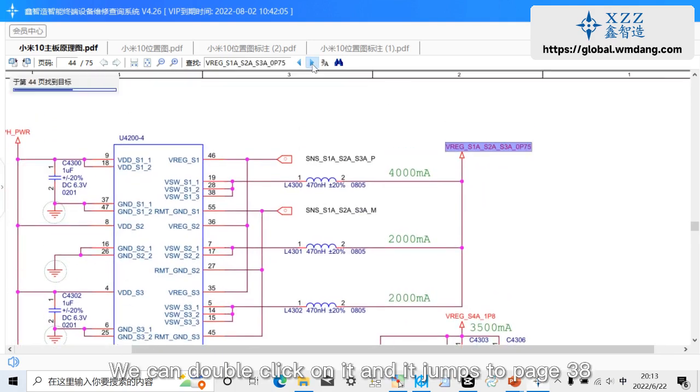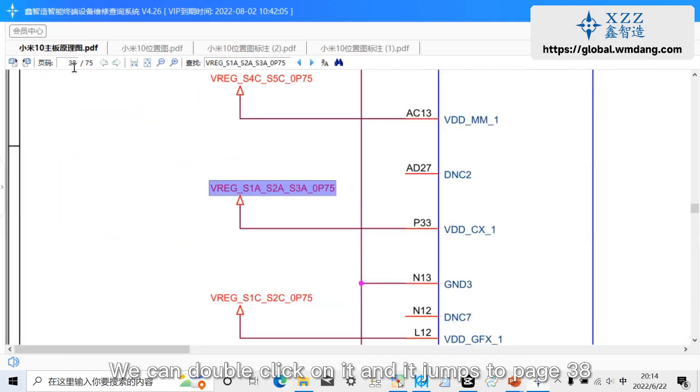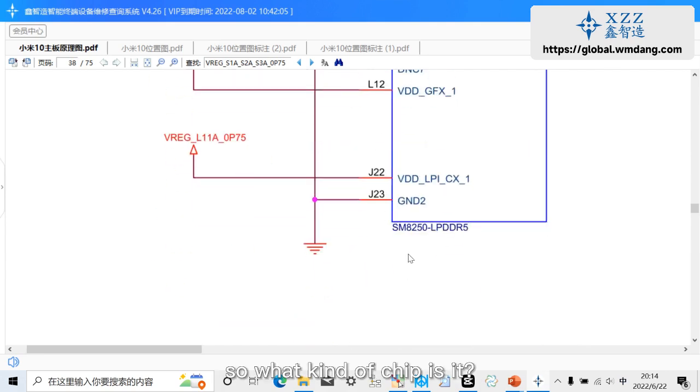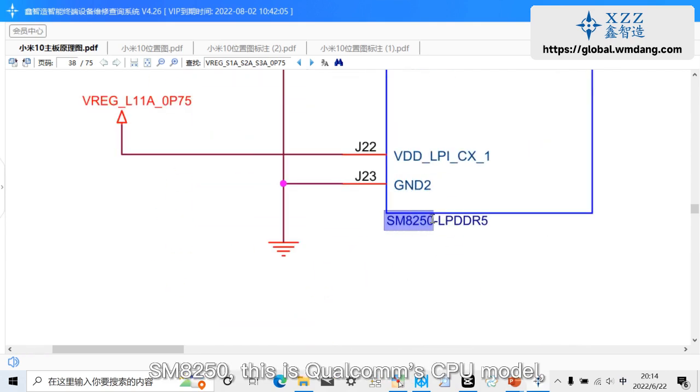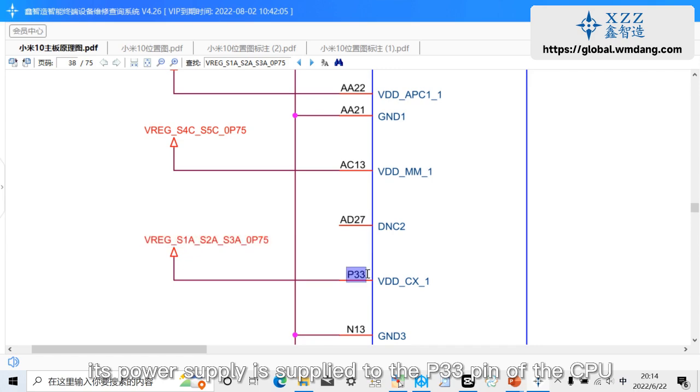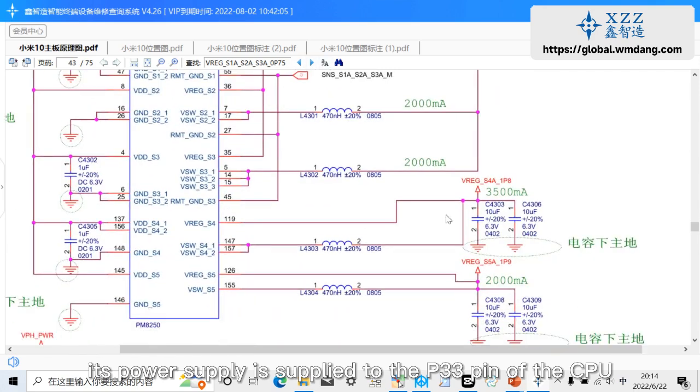We can double click on it, and it jumps to page 38. There's a chip here, U3100. So what kind of chip is it? SM8250. This is the Qualcomm CPU model. Its power supply is supplied to the P33 pin of the CPU.